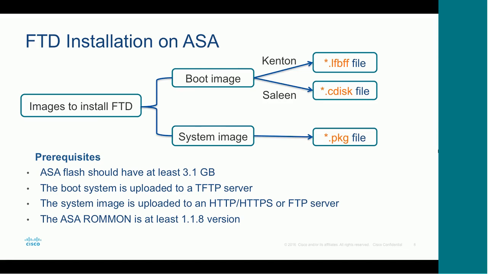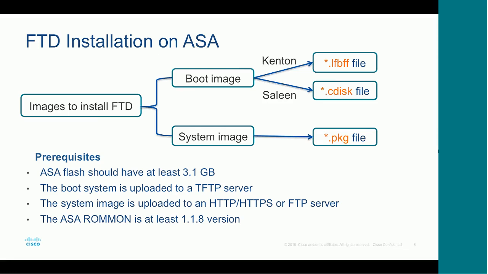We need two images to install FTD, which are the boot image and the system image. The ASA flash should have at least 3.1 GB of free disk space. The boot image must be uploaded to a TFTP server, and you need to make sure that the TFTP server is reachable from the ASA. The system image should be uploaded to an FTP, HTTP, or HTTPS server.